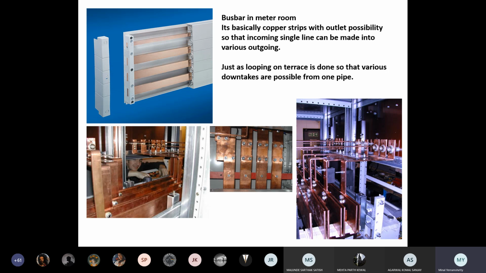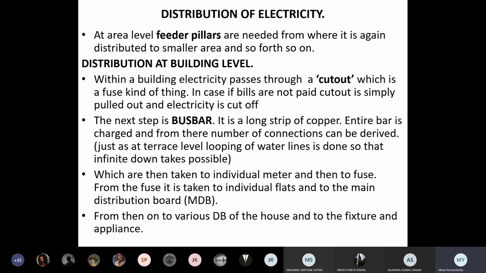Next, you want me to go back to the first slide? Okay, so going back to the first slide, please read it out. The next step is the bus bar. It's a long strip of copper. The entire bar is charged, and from there a number of connections can be derived. Just as at a terrace level looping of water lines is done, so that infinite downtakes are possible, which are then taken to individual meters and then to the fuse. And from the fuse, it is taken to individual flats.